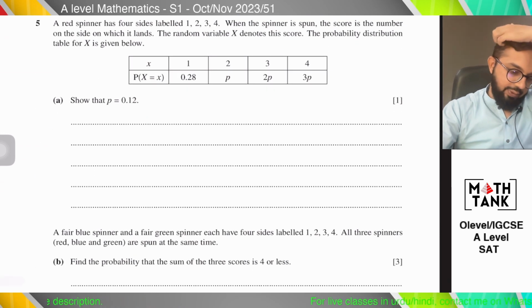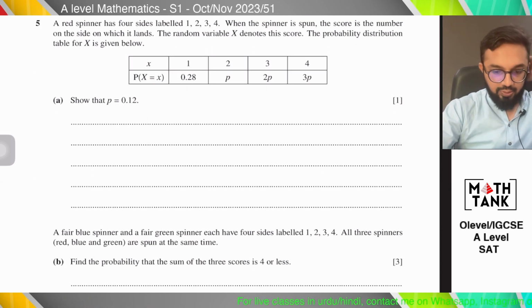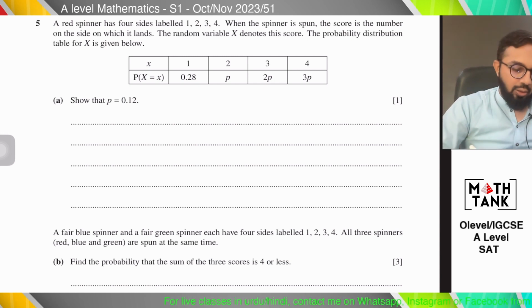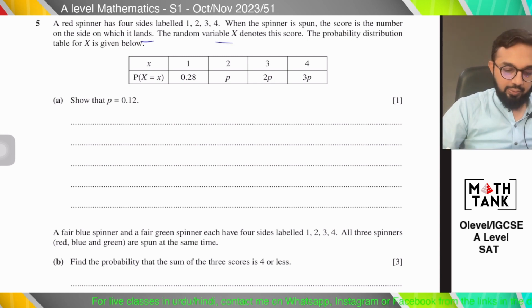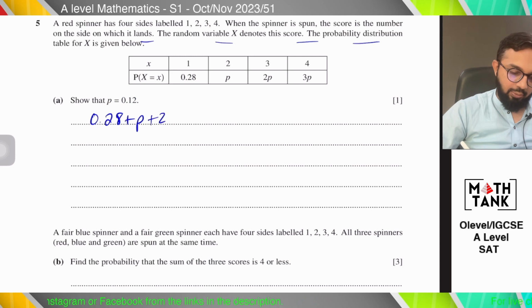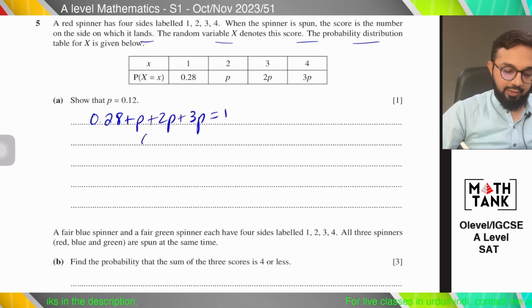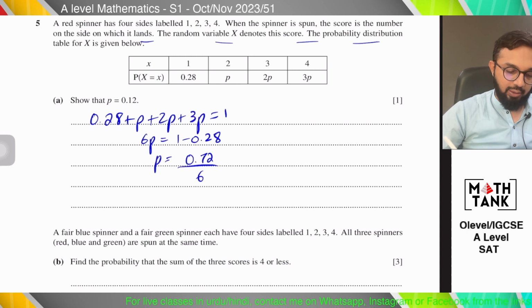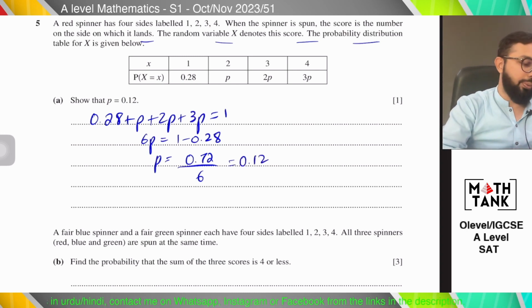A red spinner has four sides labeled 1, 2, 3, 4. When the spinner is spun, the score is the number on the side on which it lands. The random variable x denotes the score. The probability distribution is given. Show that p is 0.12. So 0.28 plus p plus 2p plus 3p should equal 1. So 6p equals 1 minus 0.28, p equals 0.72 divided by 6, and that should be 0.12.